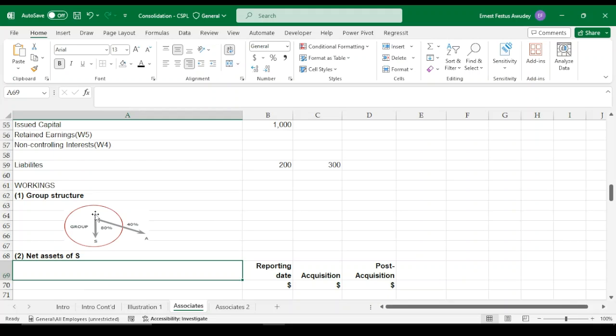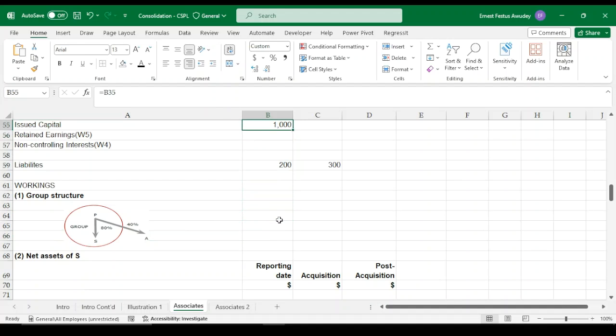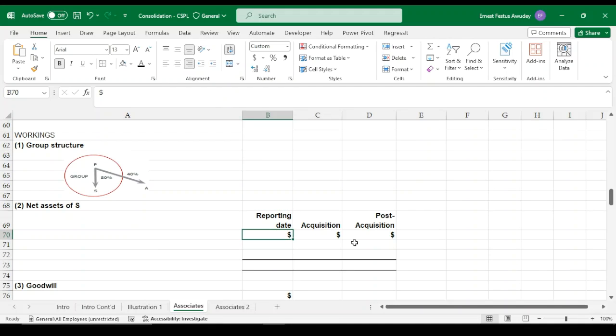So we have the group, the entire group here. Then this is our associate. All right, so that is what we have there. So that's the group structure. This is how you draw up the group structure in the exams. So you can even add more information: for S, you can write here acquisition method. Then for A, you can write here equity method, so that you will not be confused. You know that when it comes to S, you are going to use the acquisition method of accounting. When it comes to A, you are going to use the equity method. So that is our workings 1.